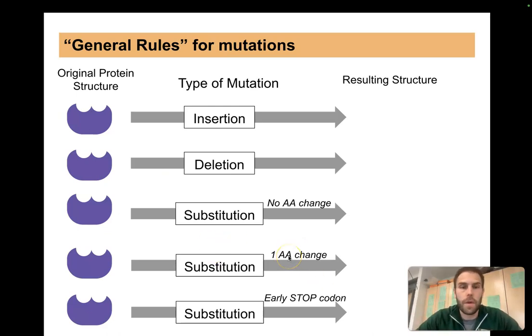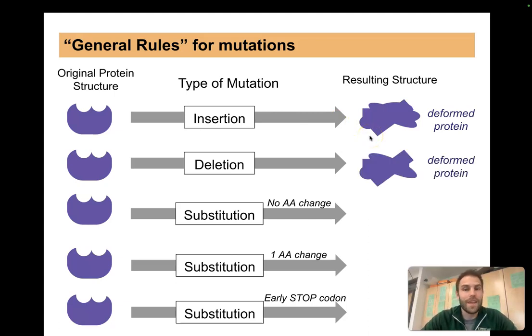So a little bit of a throwback. Let's say we have this original protein structure and there's an insertion. Remember, an insertion is going to cause a frame shift in the DNA that usually results in a completely different change of amino acids down the line. So we're going to get a deformed protein. Same thing with a deletion, just a frame shift in the other way.